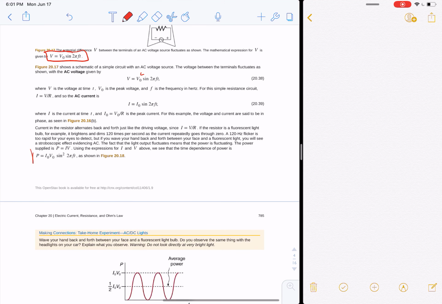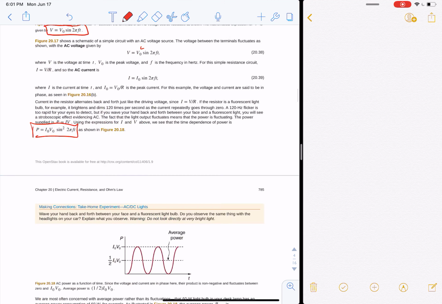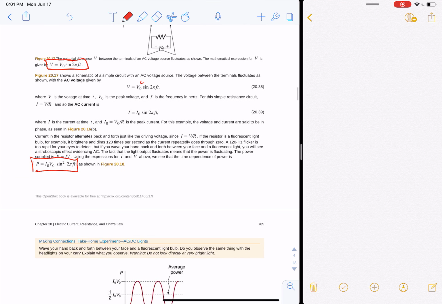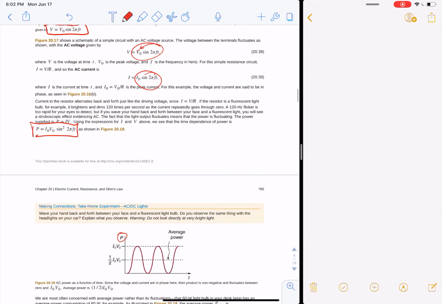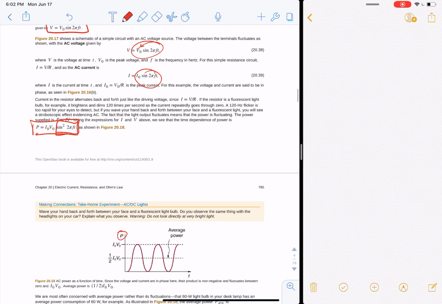Then your power, if it's IV, your power is IV, and I is sine of 2 pi ft, I0, and so on. So you end up with I0 V0 times sine squared of 2 pi ft. And when you do that, here's your power. Let's remember the sine function goes between minus 1 and plus 1. Both sine and cosine oscillate between a maximum of plus 1 and minus 1.